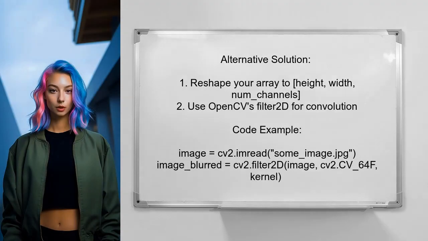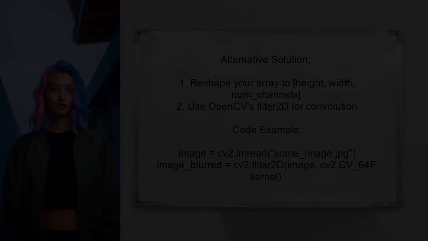An alternative approach suggested by a user is to treat your 3D array as an image and utilize OpenCV for convolution. First, reshape your array to have dimensions for height, width, and channels. Then, you can apply the filter2D function from OpenCV, which will convolve the kernel across each channel simultaneously.